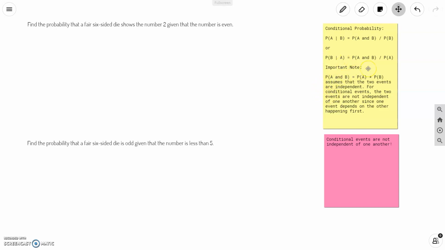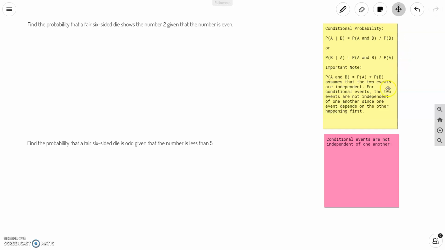Also, another important note, if you recall from our AND event section, P of A and B equals P of A times P of B assumes that the two events are independent of each other. For conditional events, the two events are not independent of each other, since event A depends on event B happening already, or event B depends on event A happening already. We're always given some information, and so the two events are not independent. And so whenever you use the conditional formula, it's going to be exactly the way I have written here. P of A and B all over P of B.